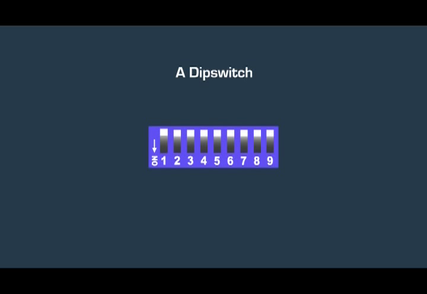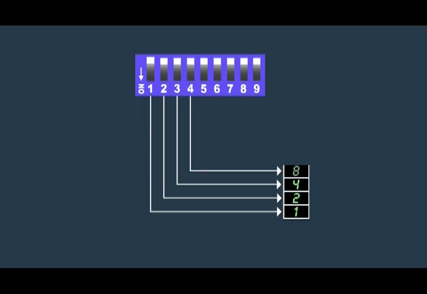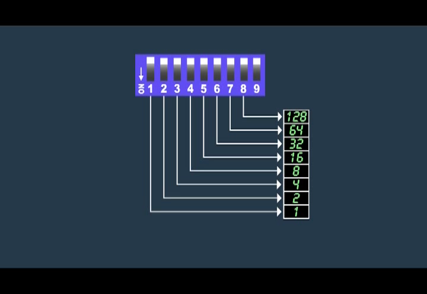How does this apply to dipswitches? Well, since a dipswitch consists of a row of switches that can either be on or off, you can compare the switches to the digits in a binary number. An on switch equals 1 and an off switch equals 0. Remember, each digit or switch has been assigned a value: 1, 2, 4, 8, 16, 32, 64, 128 and 256.